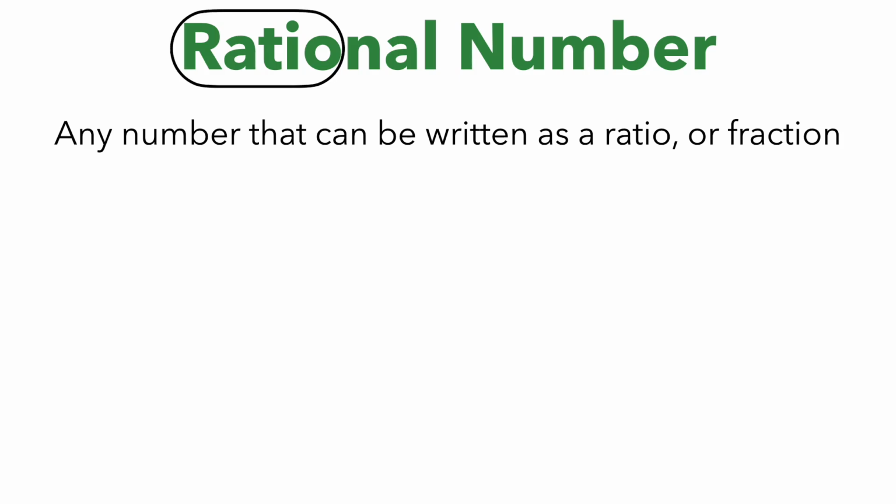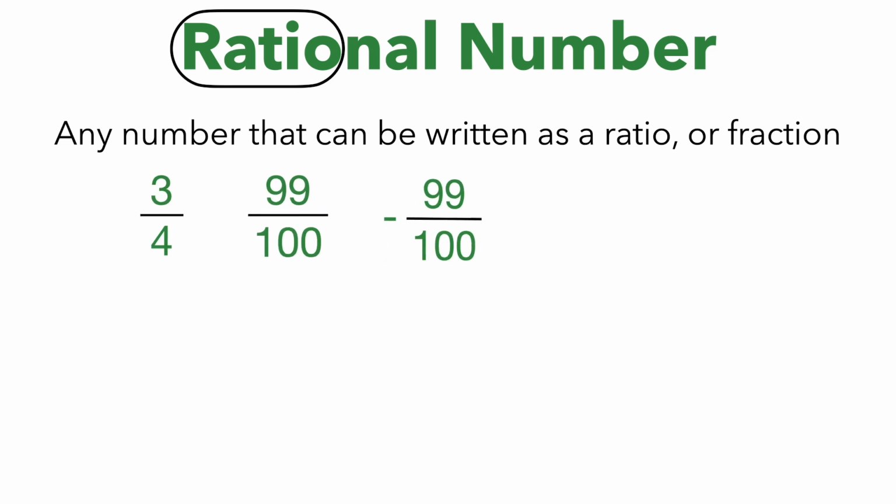If we look at some examples of this, you've got 3/4, 99 over 100, negative 99 over 100, a whole number like 7, where you can assume you could just write a phantom 1 under that as a ratio, and even a decimal ratio of 0.45 over 1. Those are all numbers that can be written as ratios or fractions and are therefore rational numbers.